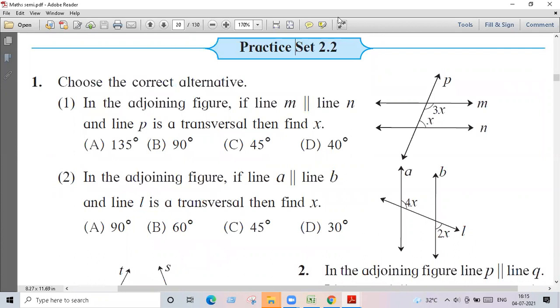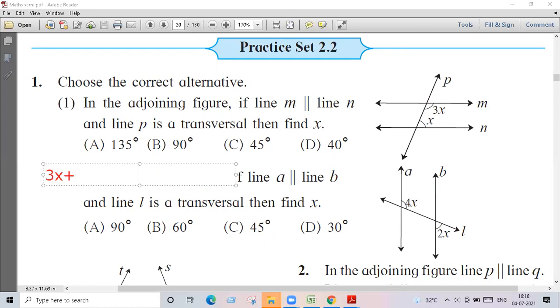In the adjoining figure, line m is parallel to line n. These m and n are parallel lines, and p is the transversal. What is asked? We have to find the value of x. You can see 3x and x are the interior angles. So we have to add them. If you add them, here I'll write the answer.